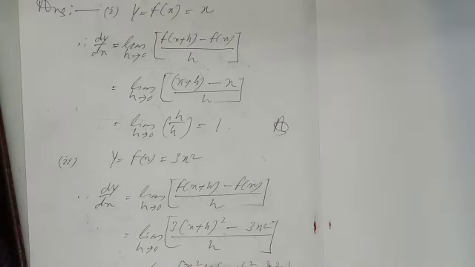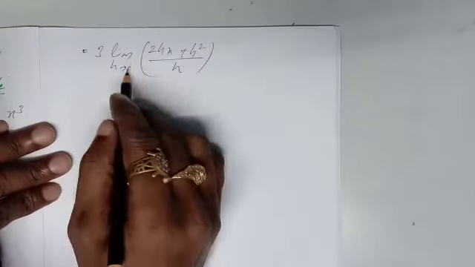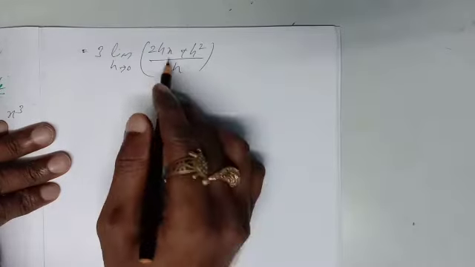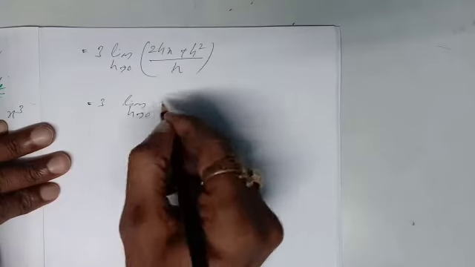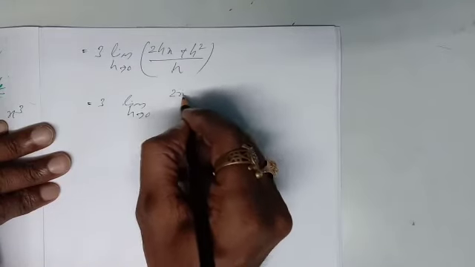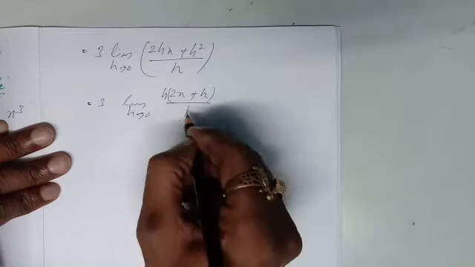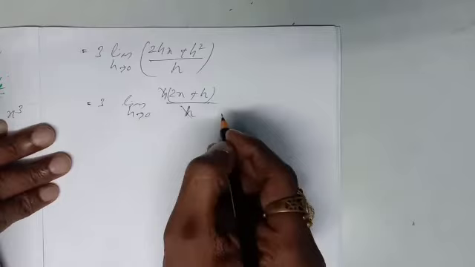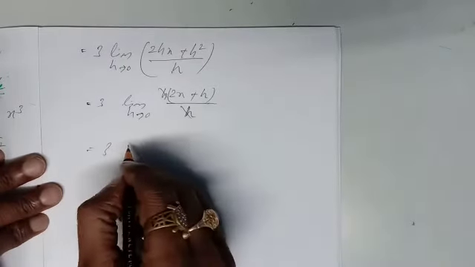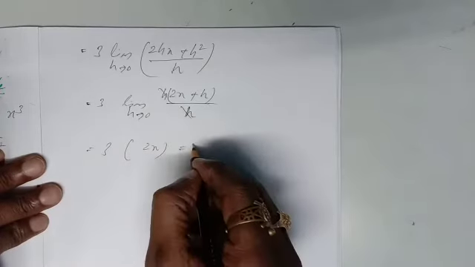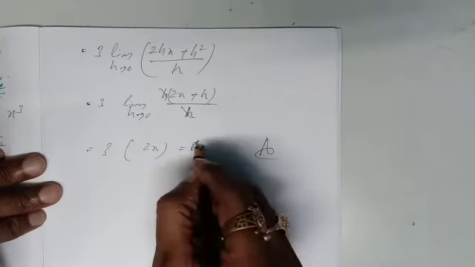Let us see next. 3 limit h tends to 0, 2hx plus h squared by h. Take h common and that h will be cancelled. After that, limit h tends to 0, what is left is 2x plus h by 1, because I have taken h common here and here, and this h will be cancelled out. Now putting h equal to 0, 2x will be left. The final answer is 6x. This is the answer. Okay, let us go to the next part.